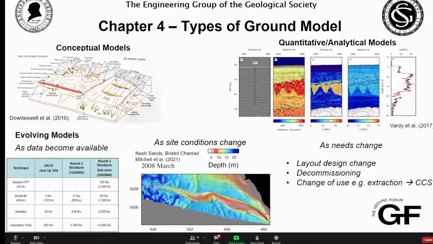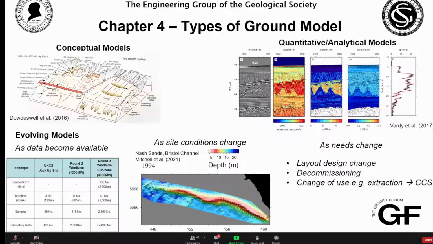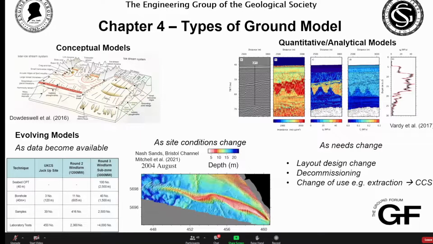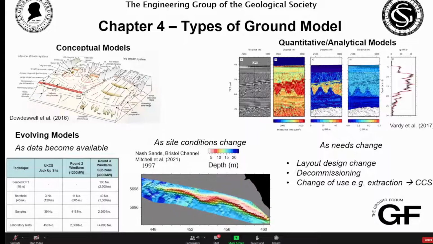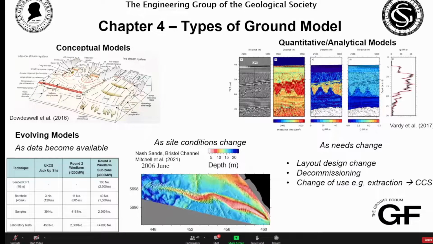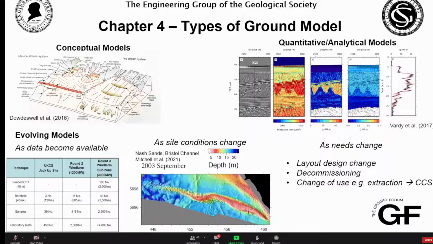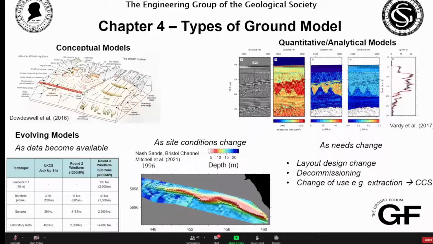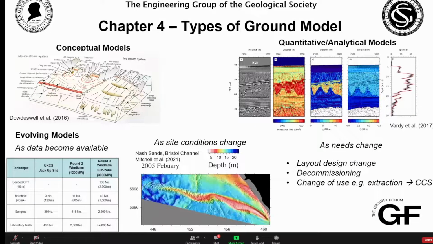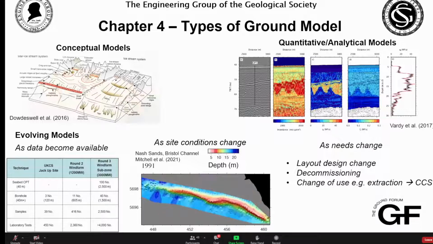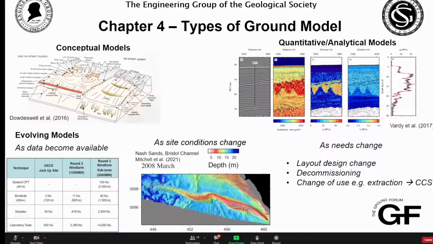And so a state of confidence becomes greater, but the volumes of data also become greater. We need to think about the ground model as site conditions change, recognizing the fact that the seafloor itself and the subsurface can be quite dynamic in many settings. So here, looking at examples of mobile bed forms from a paper by Neil Mitchell from last year in the Bristol Channel. And also recognizing that needs may change.